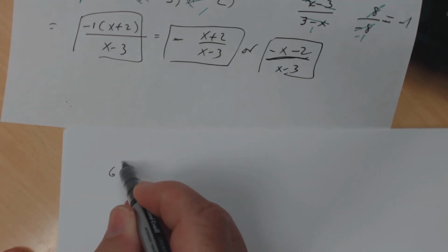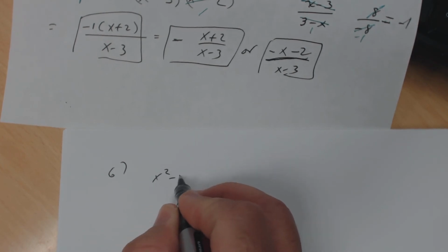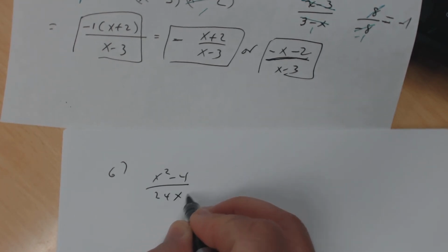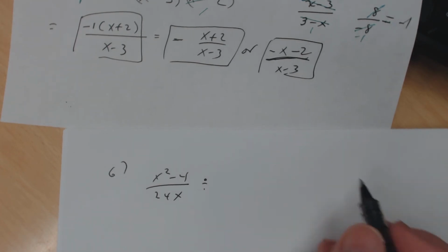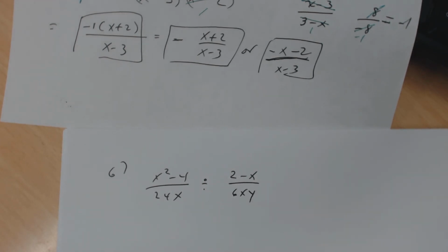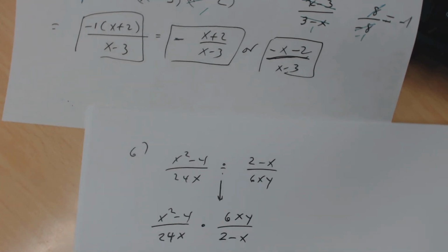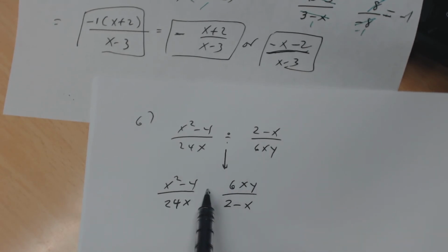Number 6. Let's suppose we had x squared minus 4 divided by 24x, and that fraction is being divided by 2 minus x divided by 6xy. Okay, so let's change this to multiplication. So I get x squared minus 4 divided by 24x times the reciprocal of this fraction, 6xy divided by 2 minus x.